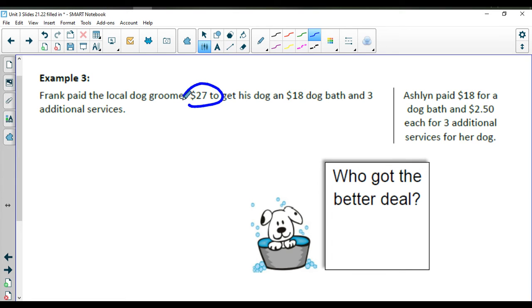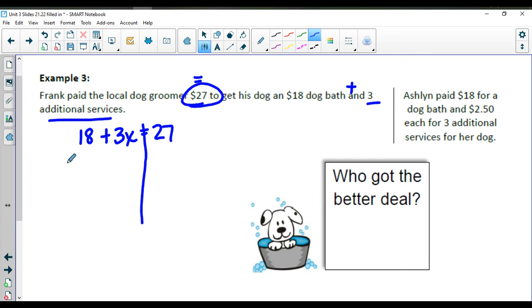So 27 is the equals number because that's his total. He got his dog an $18 dog bath and 3 additional services, but we don't know the cost of the service. So I'm guessing that's what we're trying to figure out. We have an $18 dog bath and 3 additional services, and that cost him $27 total.